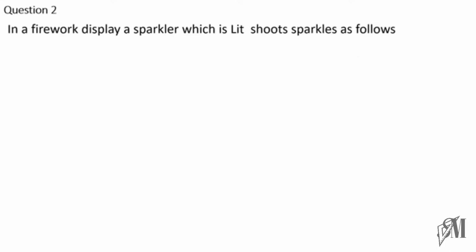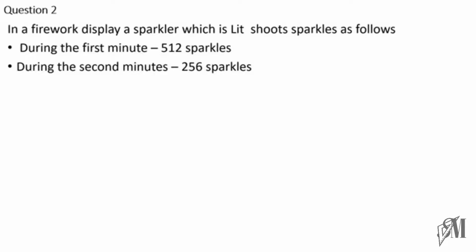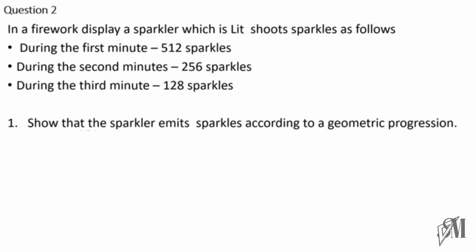The second question. In a firework display, a sparkler which is lit shoots sparkles as follows. The first minute 512, second minute and third minute and so on. The first part is we have to show that the sparkler emits sparkles according to a geometric progression.